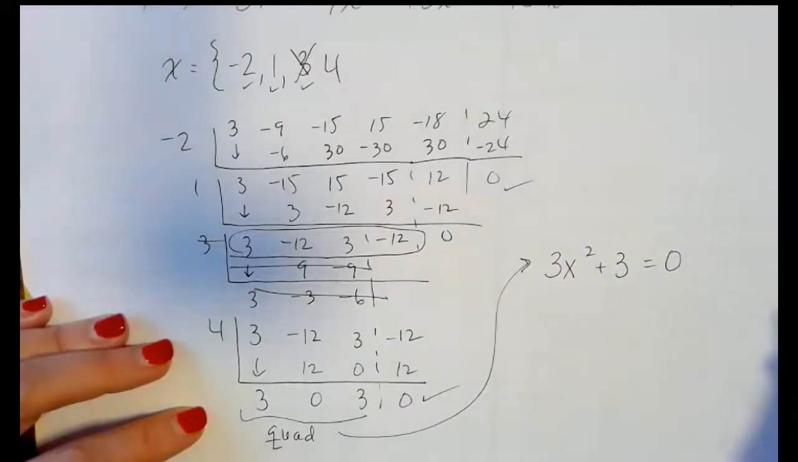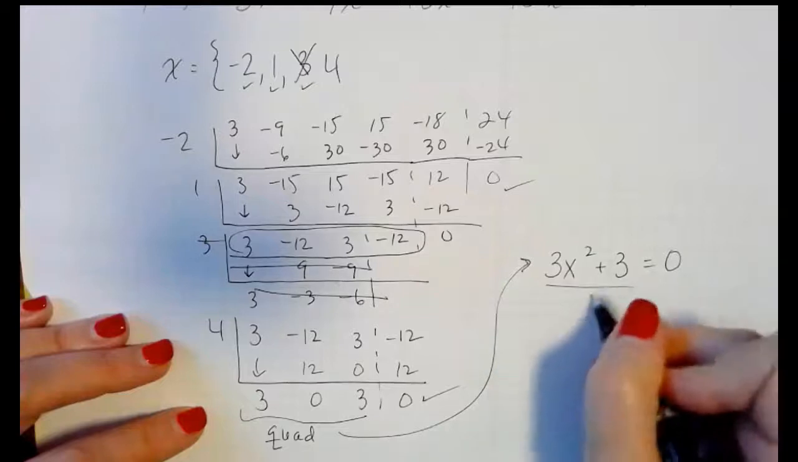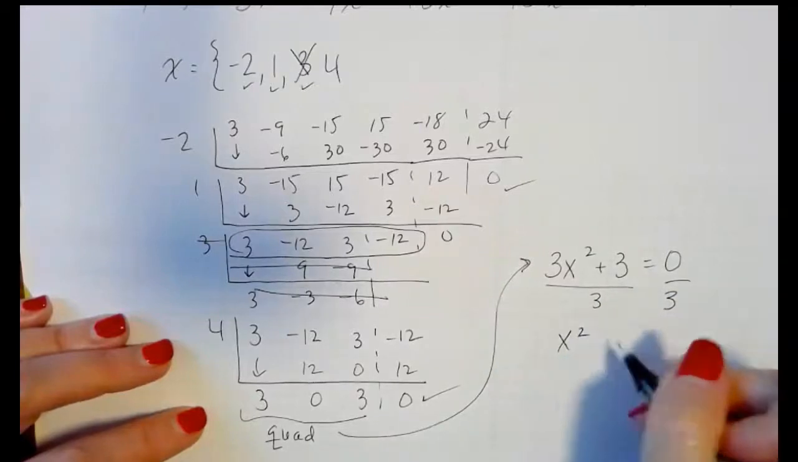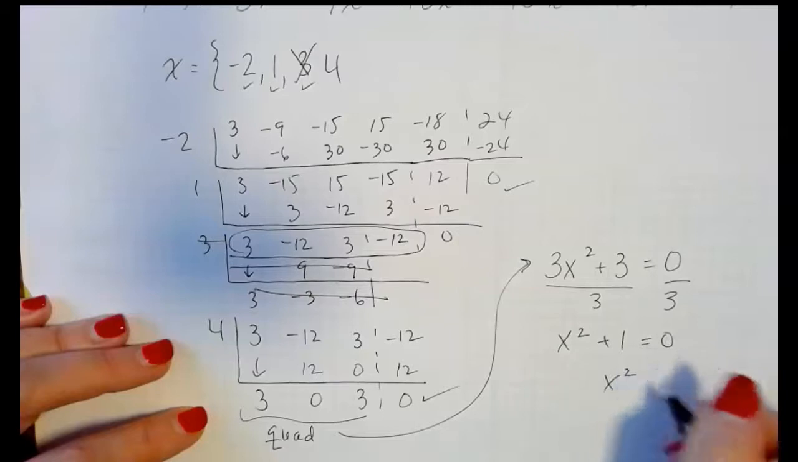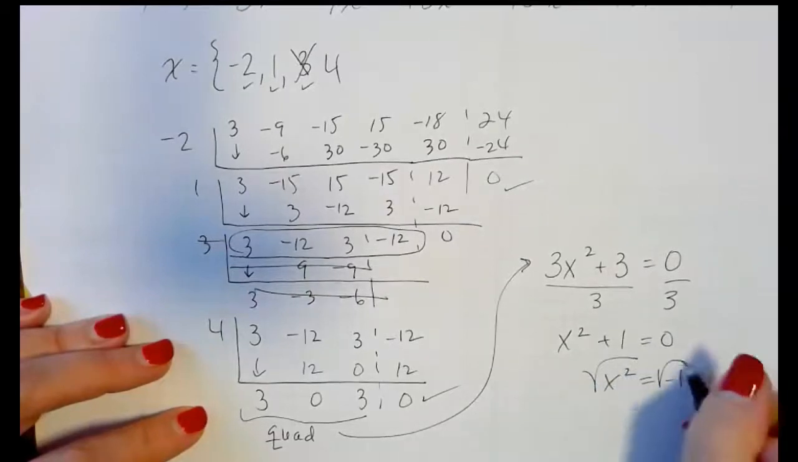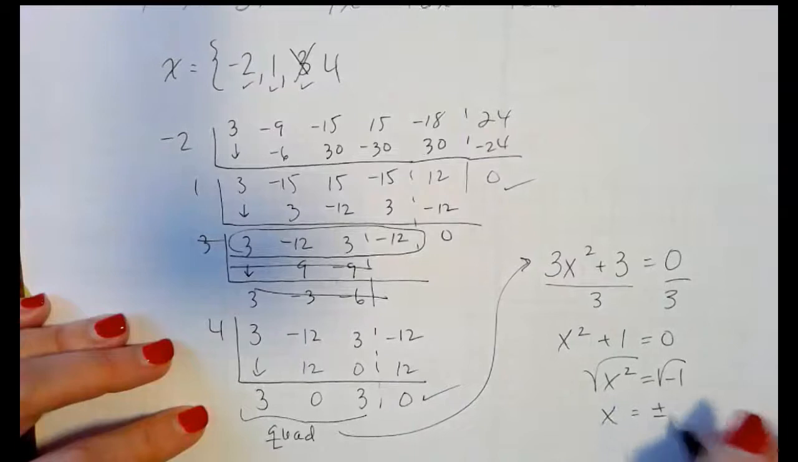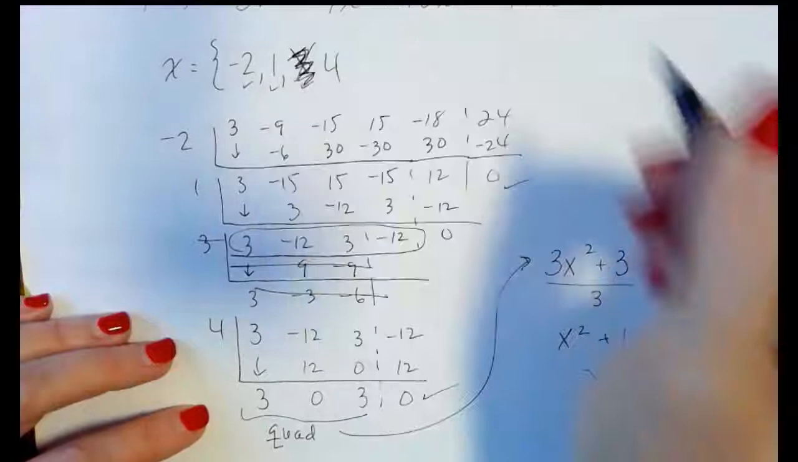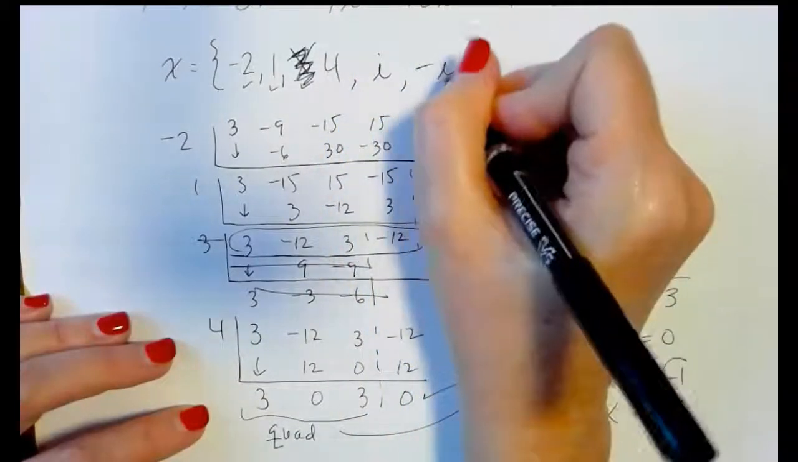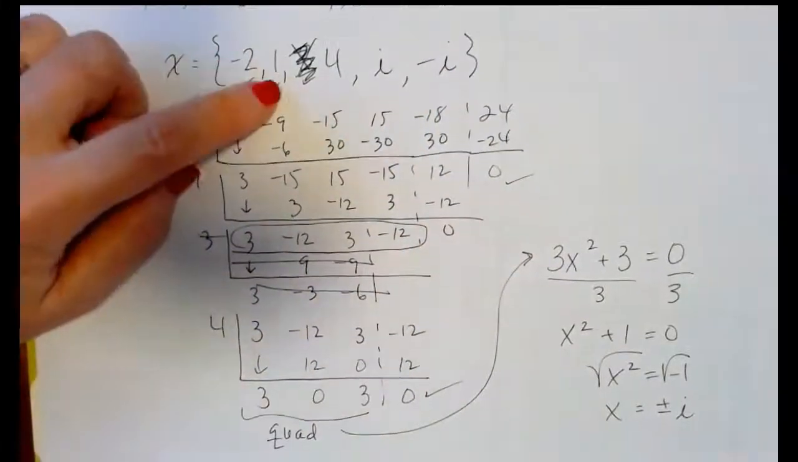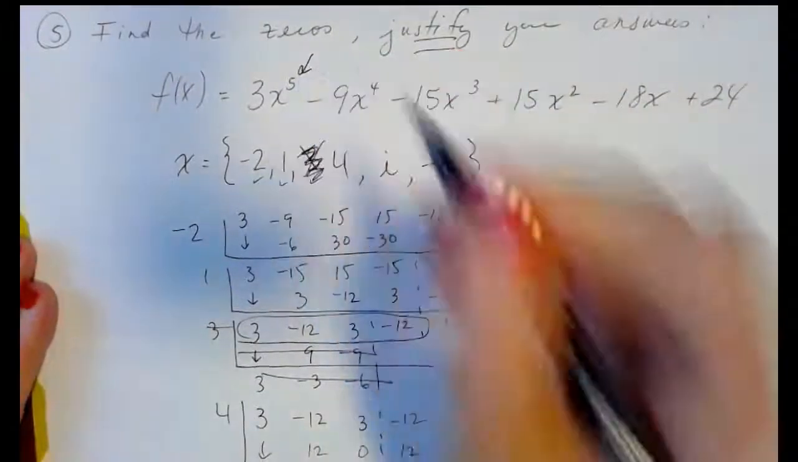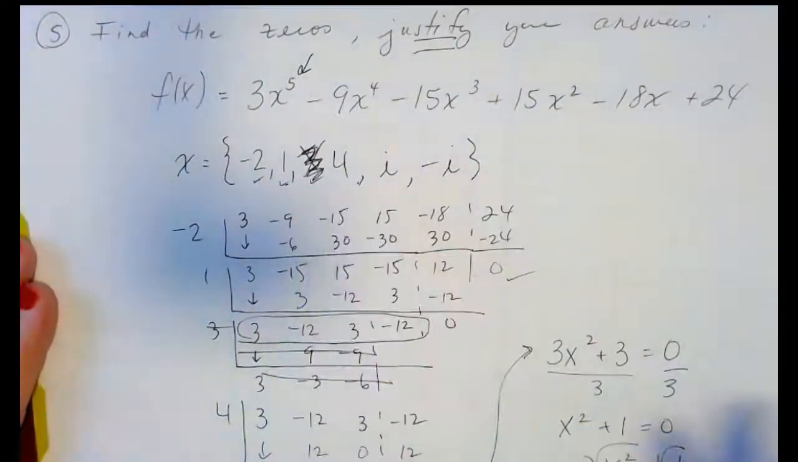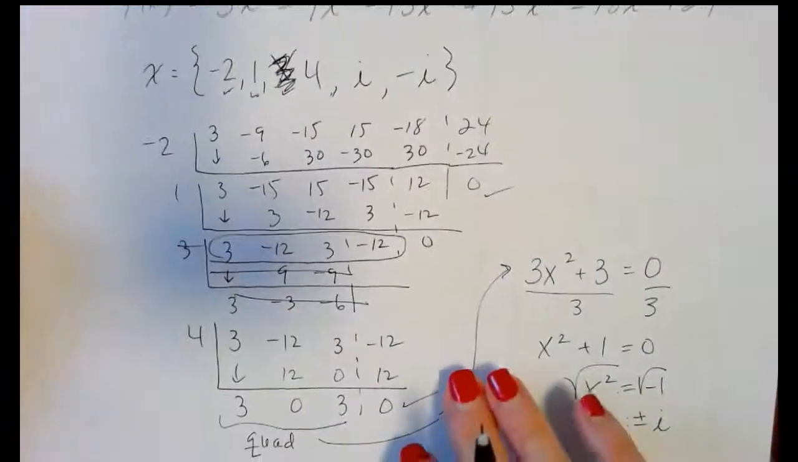3 equals 0. Now when I solve this, first thing I'm going to do is dump the 3's. X squared plus 1 equals 0. X squared equals negative 1, square root. X equals plus or minus i. So that means getting rid of that 3 that I mistakenly put there. That is a positive i and a negative i. 1, 2, 3, 4, 5. 5 zeros. I was after 5. 1, 2, 3 of them are real and 2 of them are imaginary.